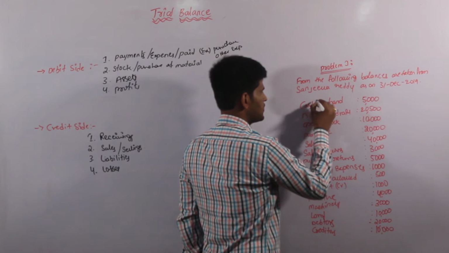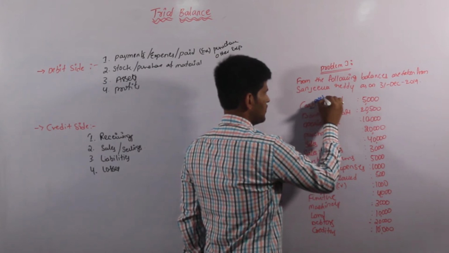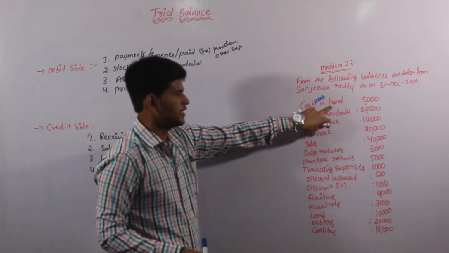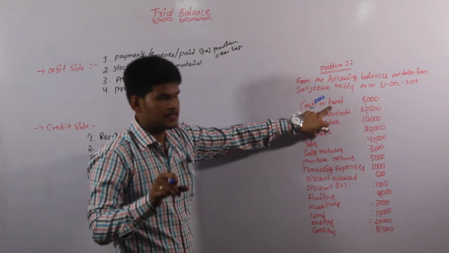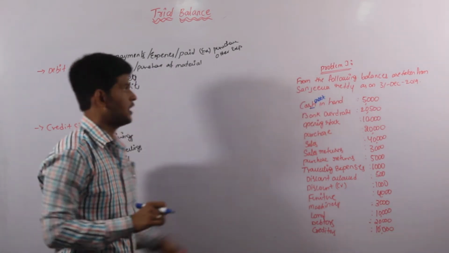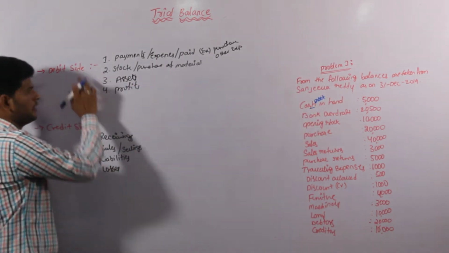Cash in hand. Cash is an asset. We have to assume in our brain that cash in hand is nothing but a part of assets. We have identified it. Again, will the asset be on the debit side or the credit side? We have to assume assets will be on the debit side.